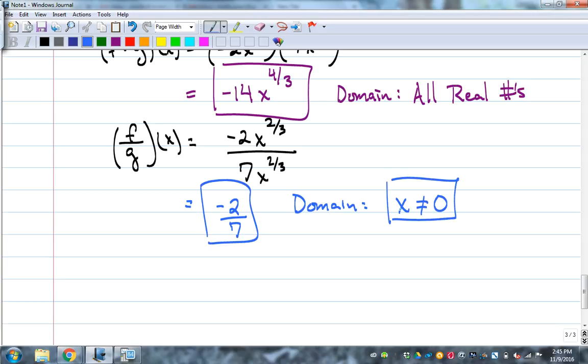And that's one of the most commonly missed domains: when it simplifies and gets rid of the x's in the denominator, it still has that restriction on the domain that x is not 0, because we have an x in the denominator. Anytime there's an x in the denominator, the only x value that would make the denominator equal to 0 is 0. So that's where that's coming from: setting that denominator equal to 0. Okay.